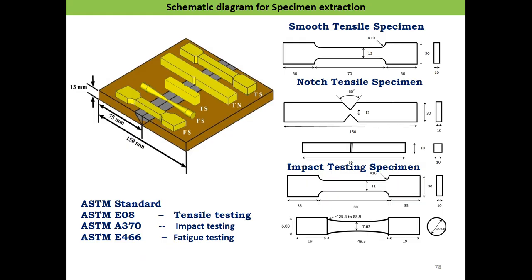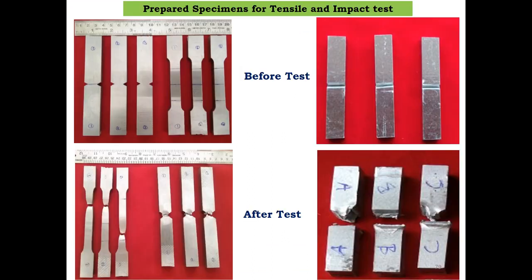We also prepared testing specimens and fatigue specimens. These are the specimens extracted from the weld joint. The first photograph shows before weld and after weld. This is the impact specimen photograph and the after impact test photograph. It has been conducted successfully. We have the facility to conduct all the tests at our center.